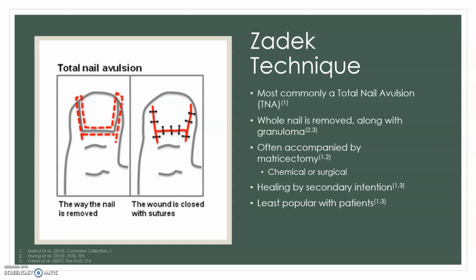The Stadic technique can also be referred to as a total nail avulsion, or a TNA for short, whereby the entire nail plate is excised. Incisions are made along the natural nail folds and eponychium, as well as underneath the nail plate, dissecting it from the nail bed. The nail plate is then avulsed from the nail bed and accompanied by matrixectomy. The initial incisions are sutured and the nail bed is left to heal via secondary intention. This technique is the least popular with patients, and in particular the female patients, due to the increased healing time and the less than popular resulting cosmetic appearance.